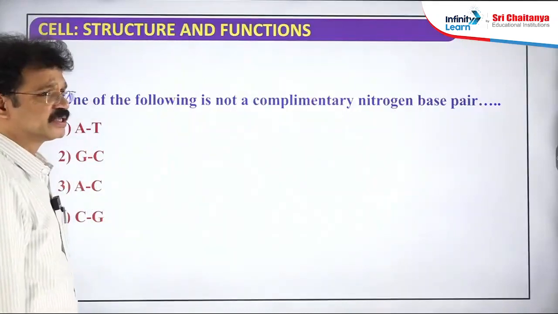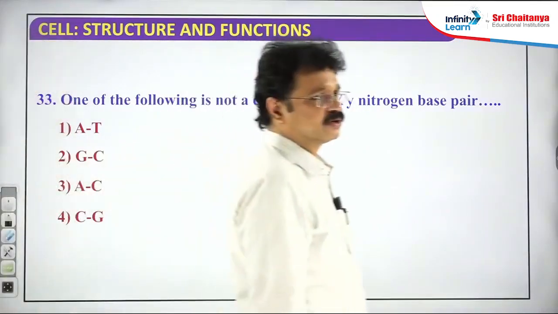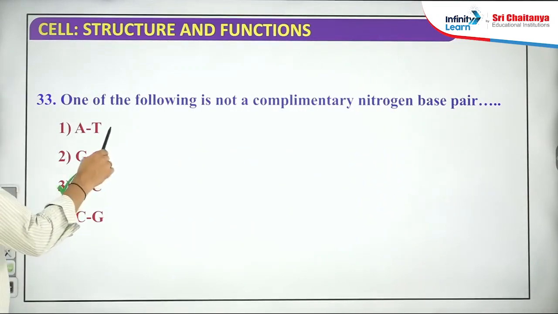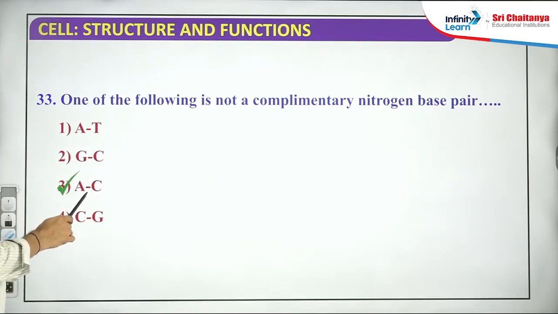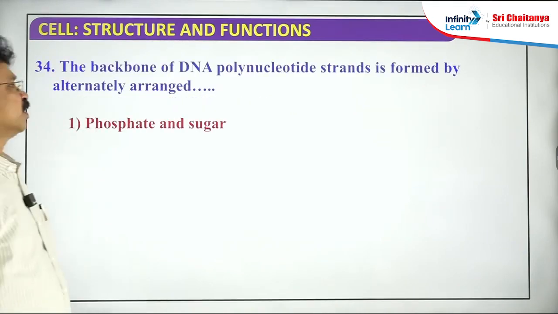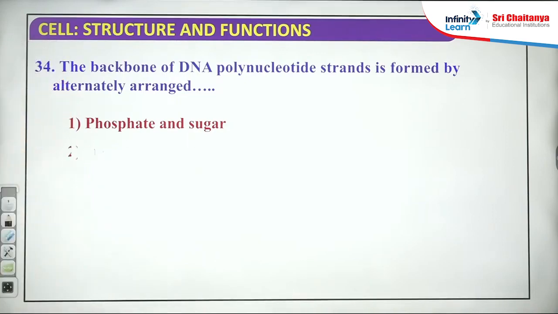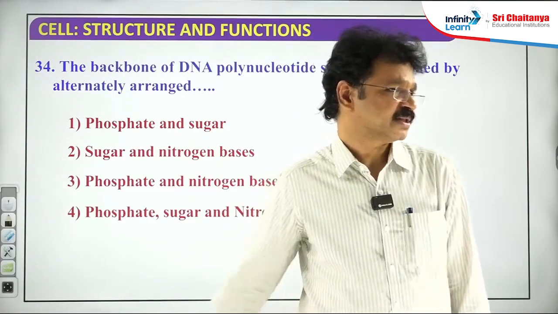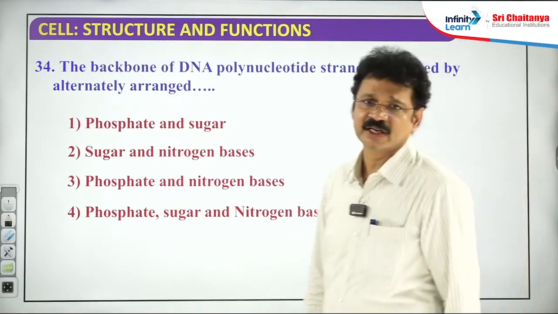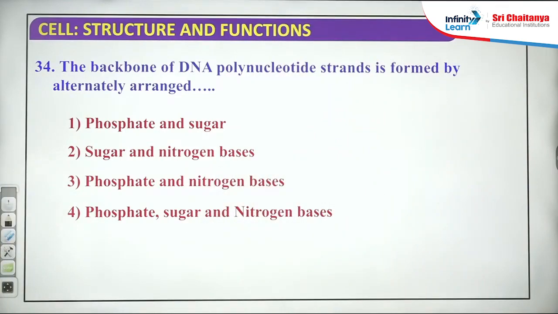Okay? By using such concepts or knowledge, try to answer this question. Which one of the following is not a complementary nitrogen base pair? Yes, third option. AT is a pair, GC pair, CG pair, but AC is not a complementary base pair. Yes, good. Next question. The backbone of DNA polynucleotide strands is formed by the alternating arrangement of... Later I will explain this concept. Read the options and try to give one proper answer.